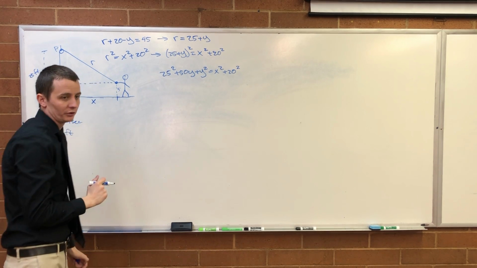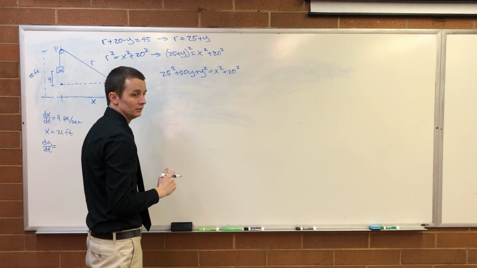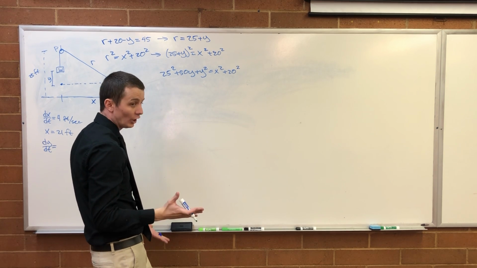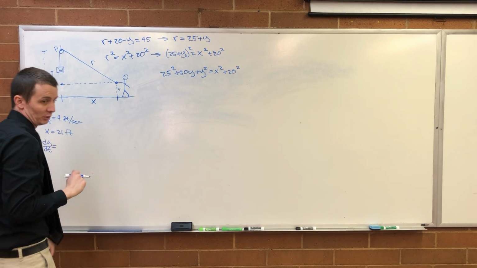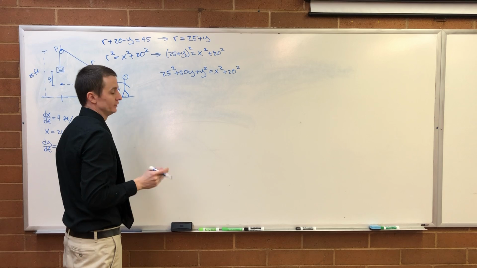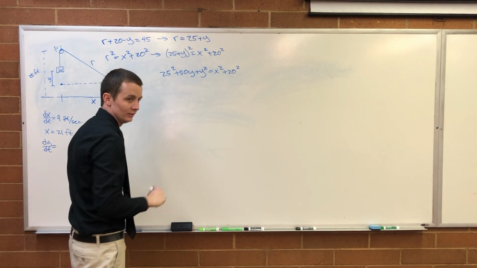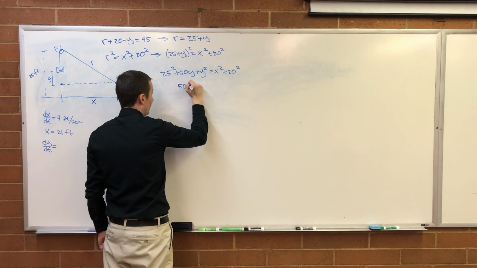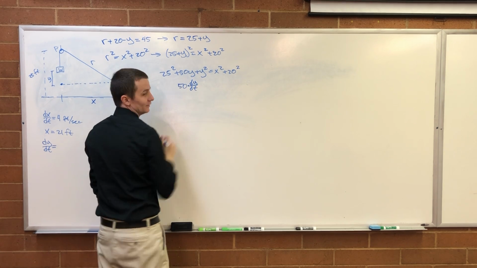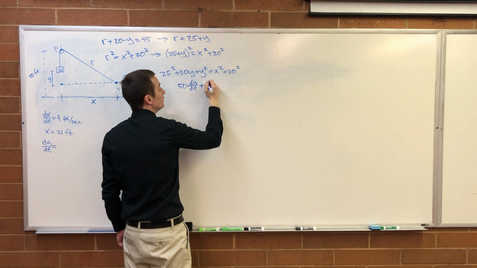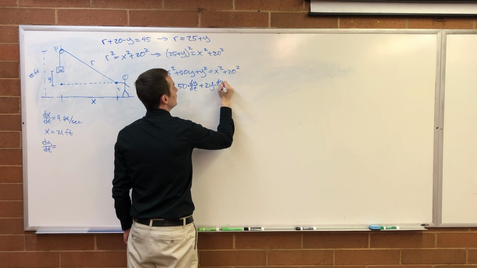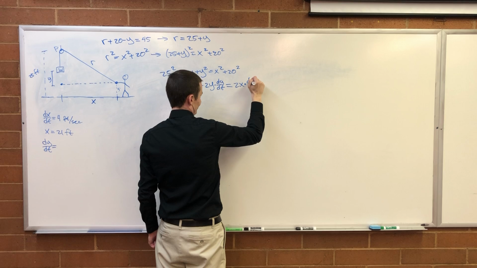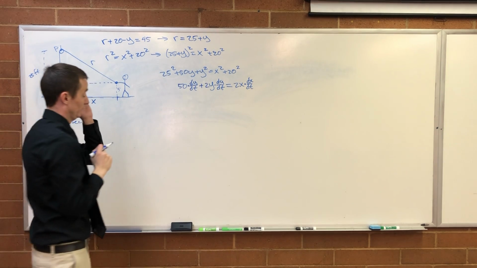What's the derivative of 25 squared with respect to time? 0. It's just a constant, 25 squared is just some number. The beauty of implicit differentiation: we don't even have to deal with these big numbers. So that's 0 plus 50 dy/dt plus 2y dy/dt is equal to 2x dx/dt.